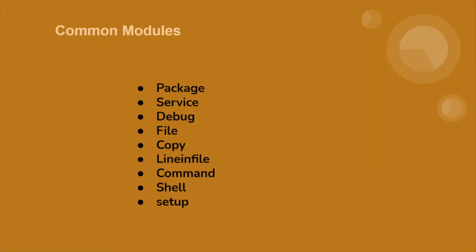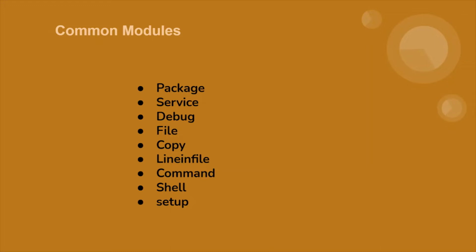Okay, the package module, like yum or apt, we use to install any packages. And the service module we use to start, let's say, in the previous example we used the HTTP service. We install the HTTP package and we manage that service by using start, stop, or enable. All these things we can do by using the service module.